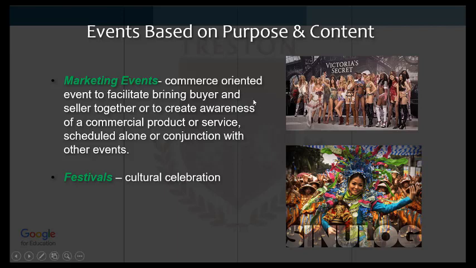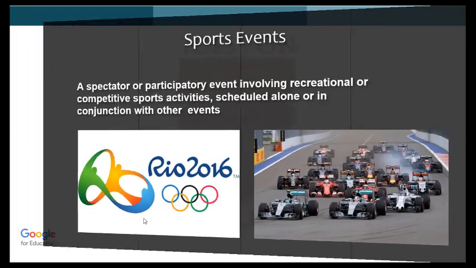So as you can see, one of the more popular brands in the US would be Victoria's Secret, wherein there would be models marketing or showcasing their product. Here in the Philippines, you have the Bench Fashion Show. So they're conducting a fashion show for brand awareness. You also have festivals. We call it fiesta in Filipino, wherein there would be cultural celebrations.